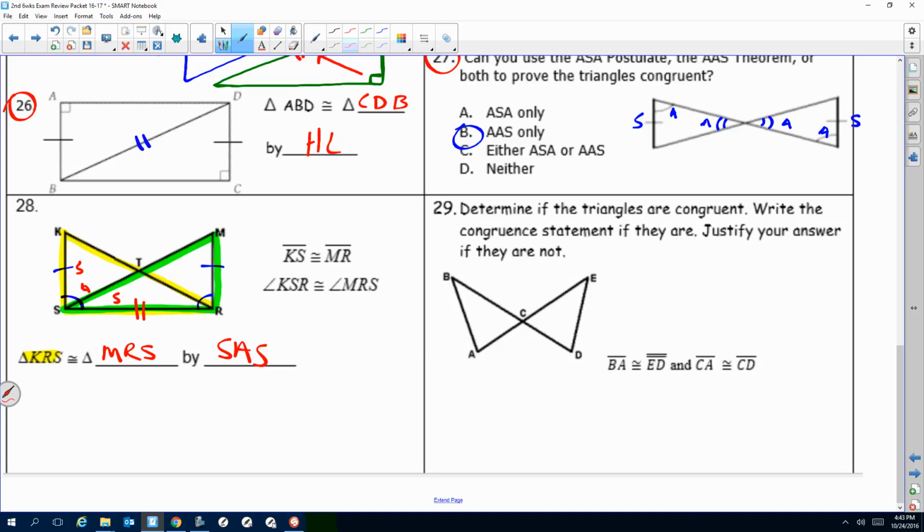On 29, we're going to determine if the triangles are congruent. We're going to write the congruency statement if they are and justify the answer if they are not. So this was like a little typo. That should just be BA, that side BA congruent to ED. Then we have side CA, 2 tick marks, CD, 2 tick marks. Known fact, first most common known fact, vertical angles.